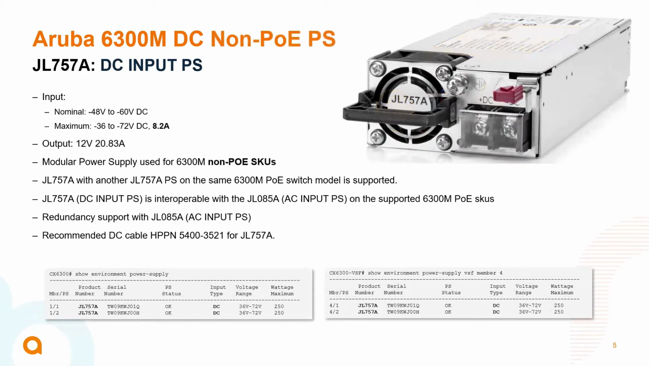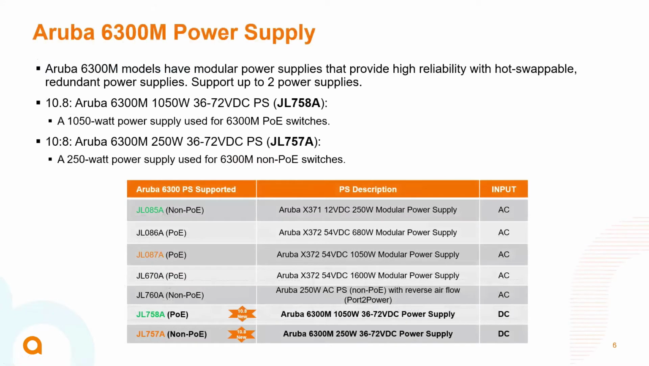For the non-PoE power supply, you can see here the input should be around 8.2 amps. This is what we are claiming support for. When you are buying a cable from a third party, make sure this input amp rating is clearly written on the cable. Again, this is the same status. Here also we support redundancy, and the recommended cable, which I was showing you, is 12 AWG.